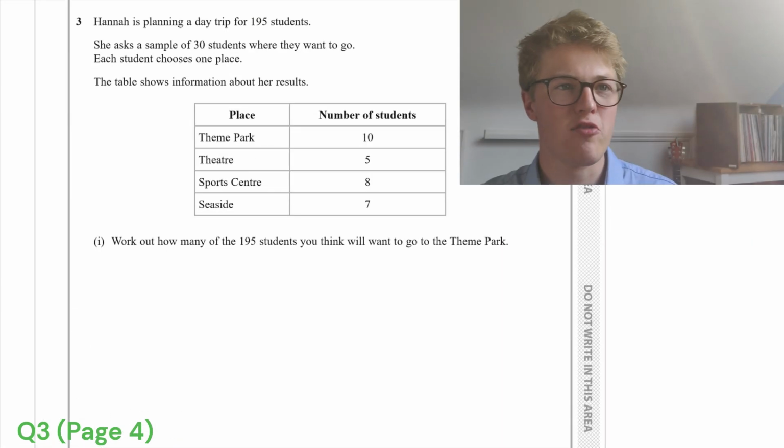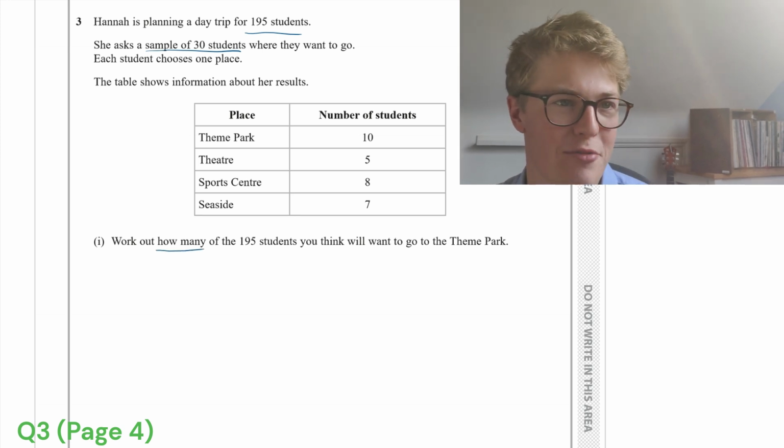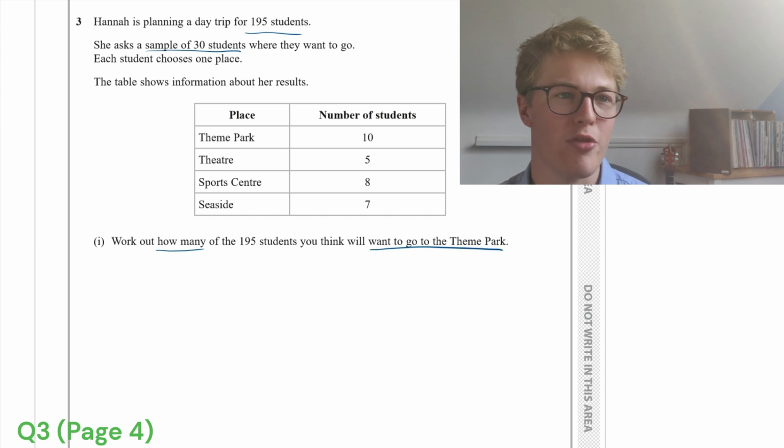Anna is planning a day trip for 195 students. She asked a sample of 30 students where they want to go. Each student chooses one place. The table shows information about her results. Work out how many of the 195 students you think will want to go to the theme park.